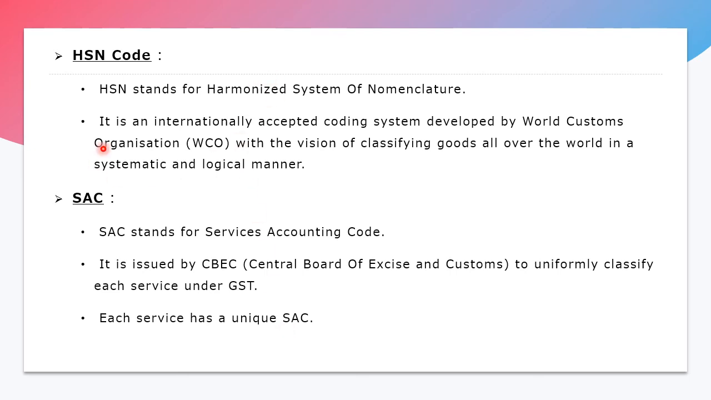So what is HSN and what is SAC? Understood? Okay, so this is clear. HSN will be for goods and SAC will be for services. Then HSN was given by WCO, that is World Customs Organization, and SAC was given by CBEC, that is the Central Board of Excise and Customs. Okay, now let's move further.